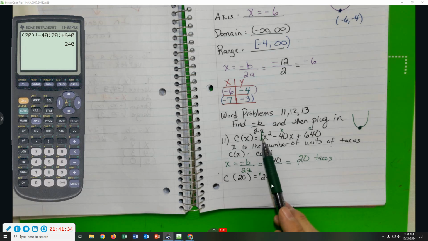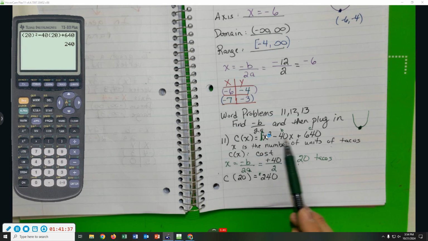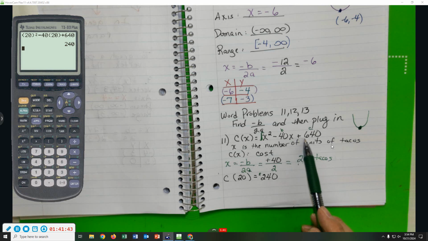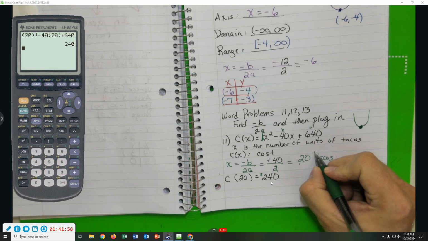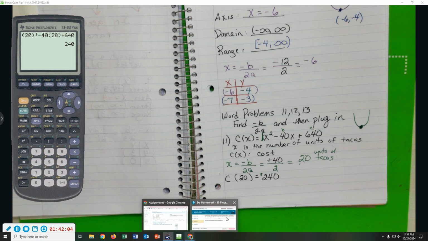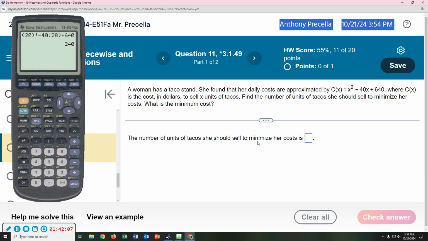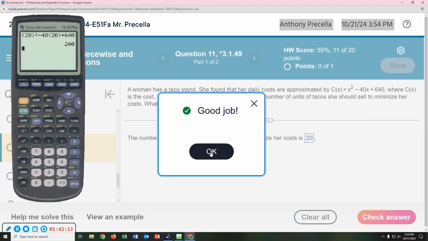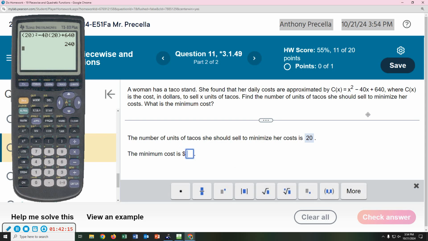If she sold no tacos, what did it cost her that day? If you plug a 0 in for X, $640. If she didn't sell any tacos, she's going to be out $640. If she sells 20 units of tacos, her total cost would be $240. Let's go ahead and type in the answer. 20. So the number of units of tacos she should sell is 20. And in that event, the cost is $240.